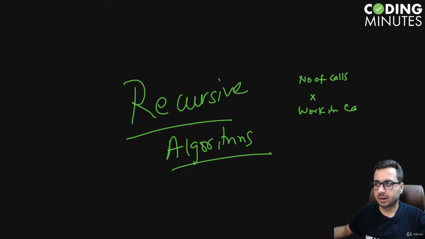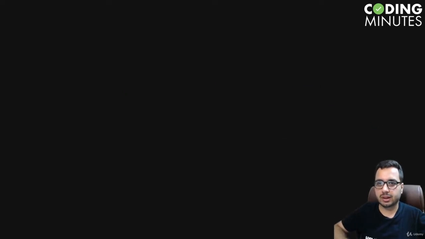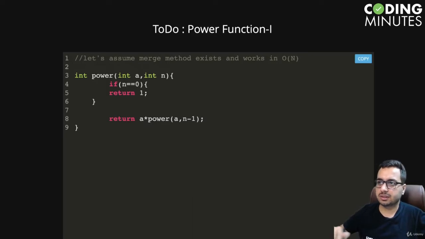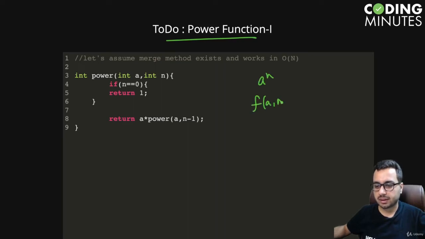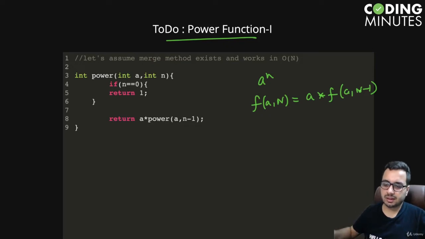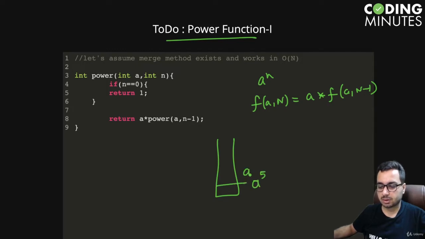Okay, so let me try to explain this with the help of a few examples, and then it will become more clear. So let us see this power function. It is written recursively, so it is computing a raised to the power n. So f of a comma n is written as a into f of a comma n minus 1. Okay, so how many calls are we going to make? Let's say we are computing a raised to the power 5. It will make calls to a raised to the power 4, a raised to the power 3, a raised to the power 2, a raised to the power 1, and a raised to the power 0.